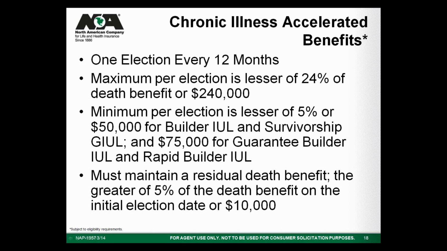So what we're saying there is you can accelerate 24% of your death benefit, but if your death benefit is over $1 million, the max we're going to let you do is $240,000. And you must maintain a residual death benefit, which is the greater of 5% of the death benefit, or $10,000. So depending on the size of your death benefit that final year, you may not be able to do a full 24% of that death benefit.